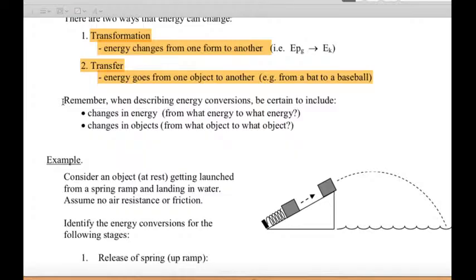So when we're describing energy conversions, we need to include changes in energy. So the types, that would be our gravitational potential to our kinetic. So from what form of energy to what form of energy. We also need to talk about the objects, that would be from bat to baseball. Or if it's just staying within the same object, we don't have to worry about that quite as much.